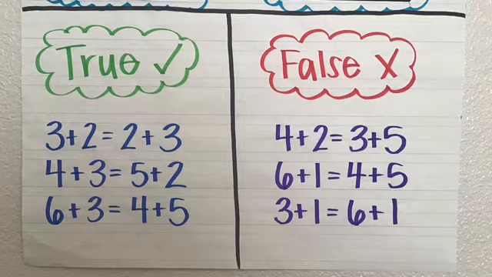Last, I have 3 plus 1 equals 6 plus 1. 3 plus 1 equals 4, and 6 plus 1 equals 7, so that equation is false as well.